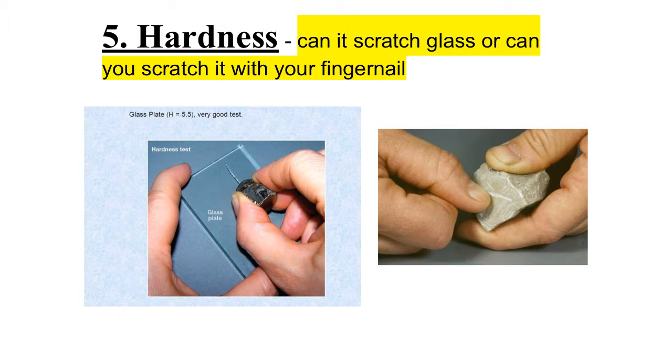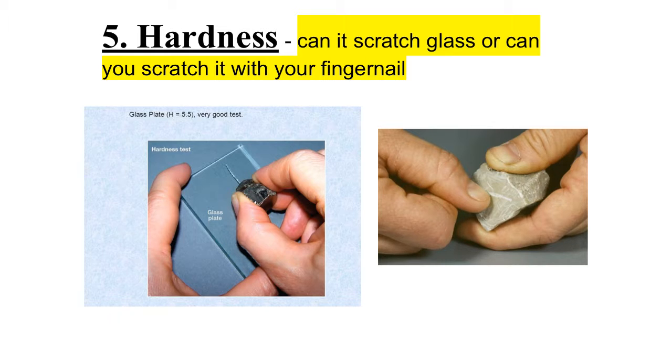And our fifth, and actually a really important physical property of minerals, it really helps us to identify minerals really easily, is called hardness. And hardness is actually whether or not you can scratch a mineral or if you can make a mineral scratch something else. So hardness is, can it scratch glass or can you scratch it with your fingernail?